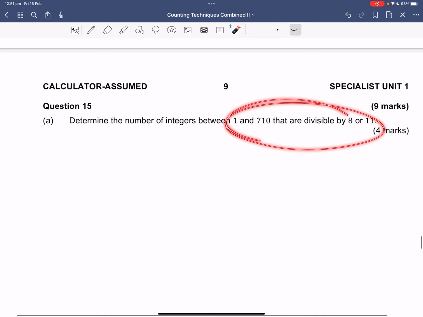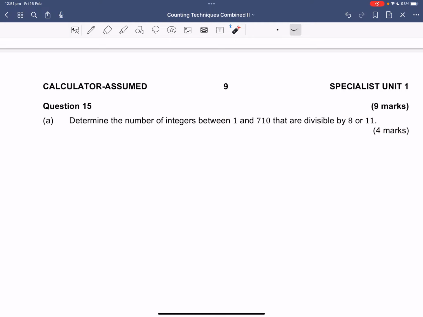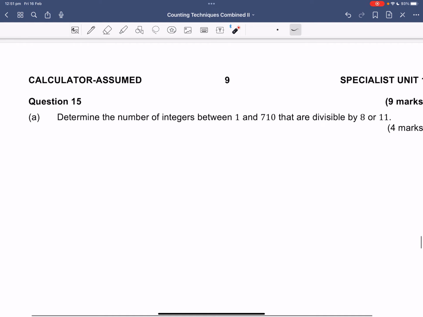All right, the next 2 are pigeonhole, which we're coming back to. Next question, inclusion-exclusion principle with 2 events. We want the number of integers between 1 and 710. And remember, guys, it's much easier when it starts with a 1.